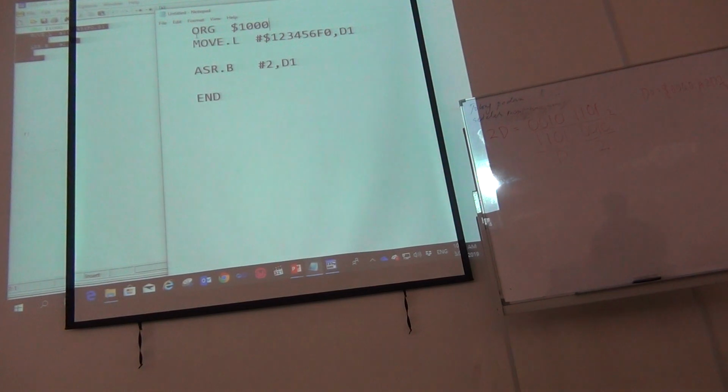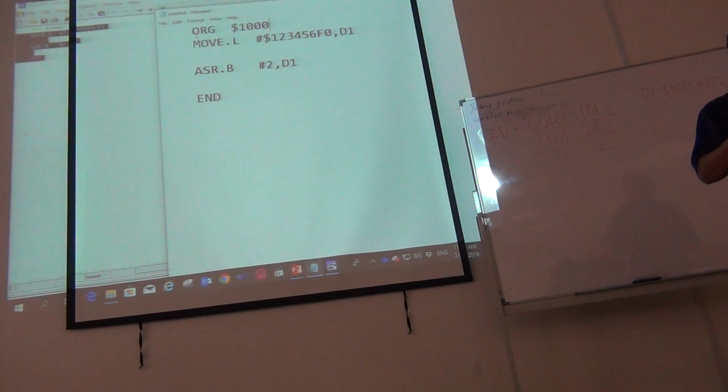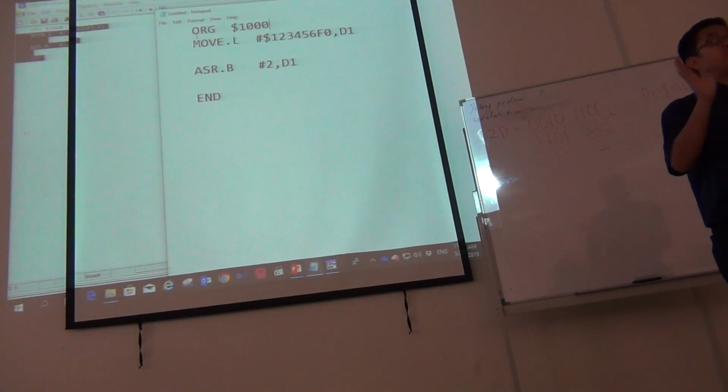#2 means that 2 times you have to shift. Yeah, this is the only form, yes. Correct. The first number 2 is telling you how many times you need to shift. So now you have to shift twice.